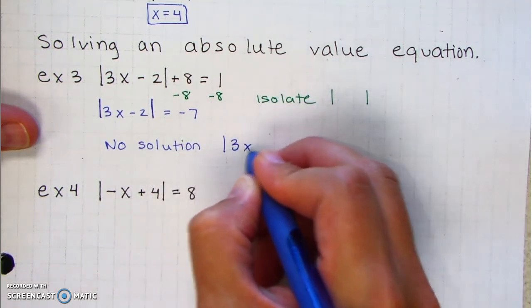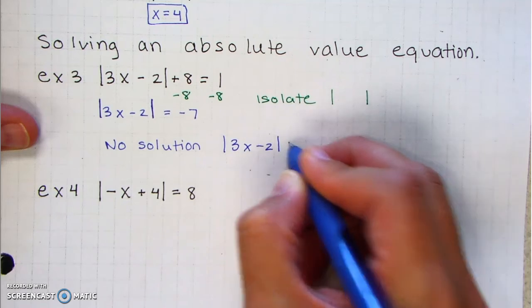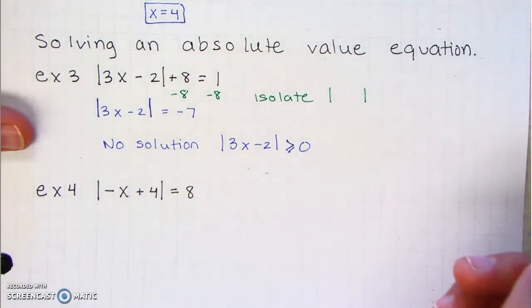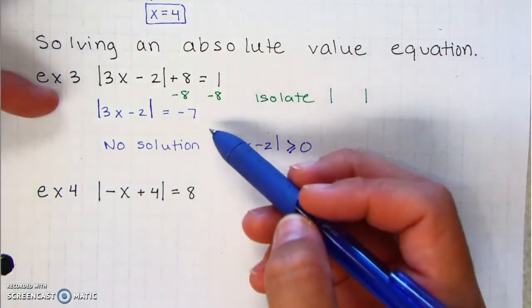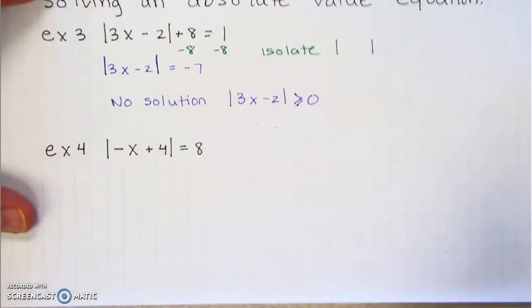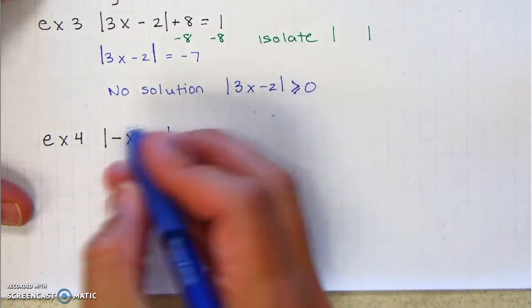Anything in the absolute value has to be greater than or equal to 0. It can't equal a negative number. So that's a funny one. We just stop and we can't actually solve it. All right, so here's another example where we do get to solve.